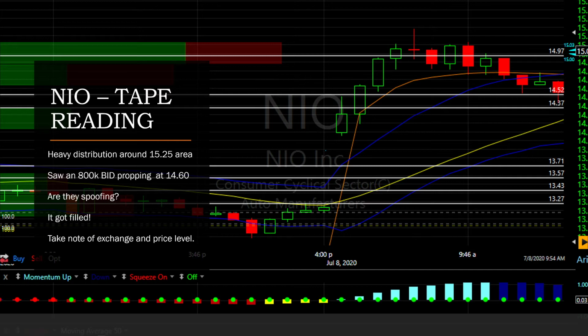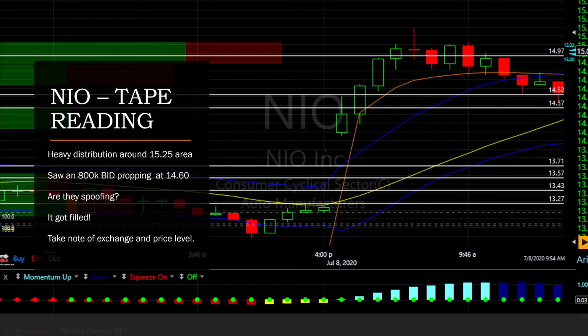Let's see. Stacy asked, what program is that? It's called Bookmap. Bookmap lets you see things second by second. And if you're a good tape reader, I encourage you to get it. If you're not a good tape reader, you need to get good at reading the tape, or Bookmap's just going to be confusing. It's kind of like going from basic math to calculus. You need to step your way there.